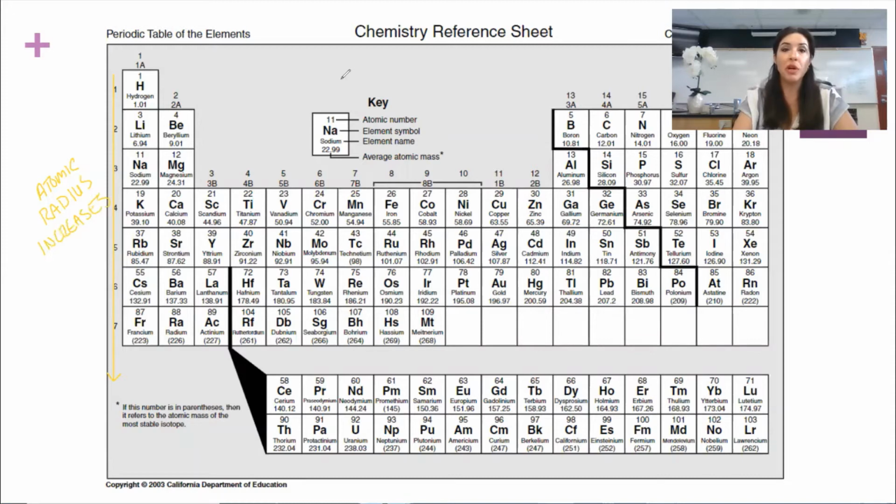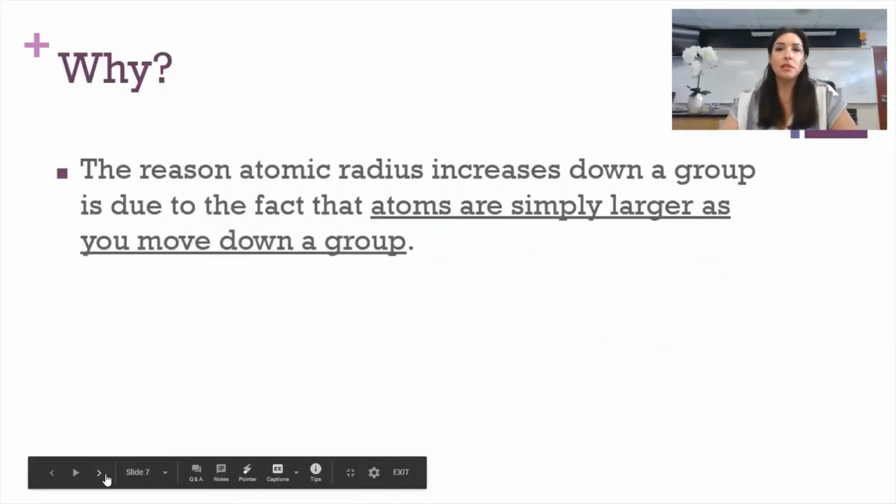As we move across the row, I'll draw one down here, and you could do the same. Our atomic radius decreases, as those larger amounts of protons and electrons hold one another more tightly.